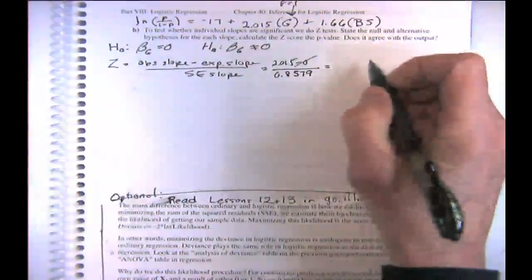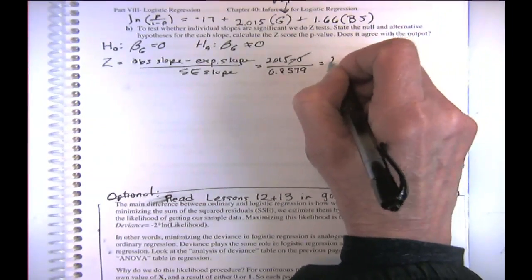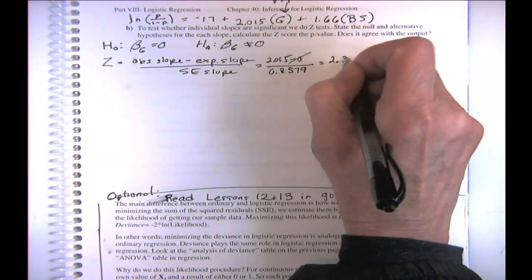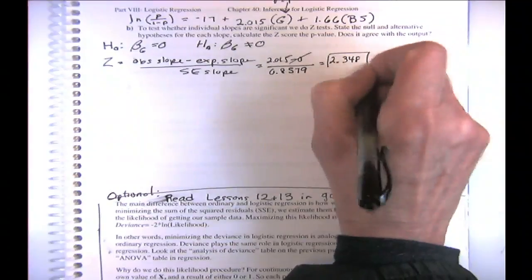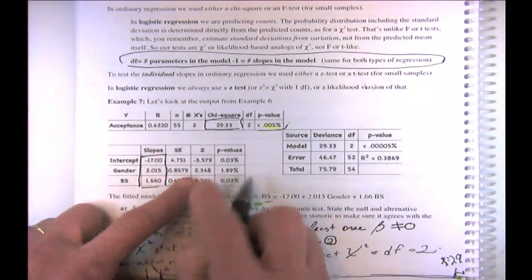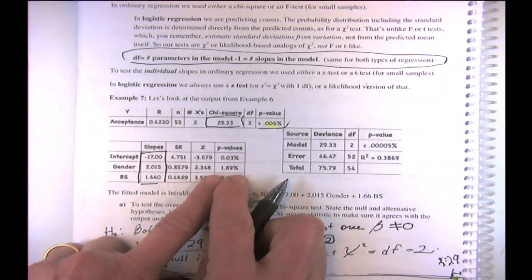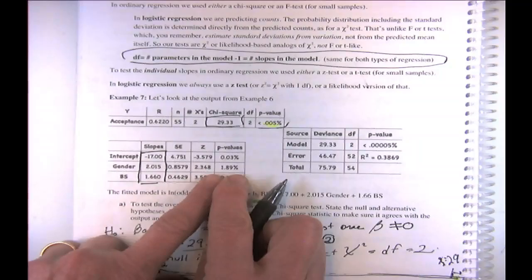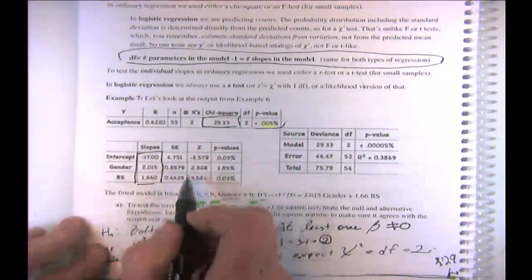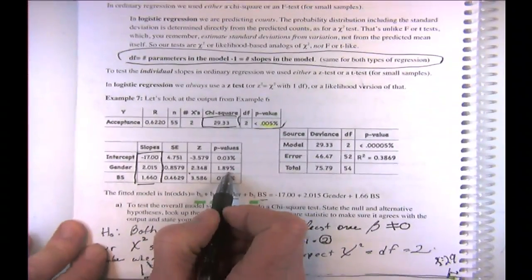And that is equal to 2.348. That's what we got right here. That's our z-score. And the p-value here is 1.89%. Let's just make sure that it agrees with what we get. So that's the z-score right there, and 1.89%, so how would we get that?